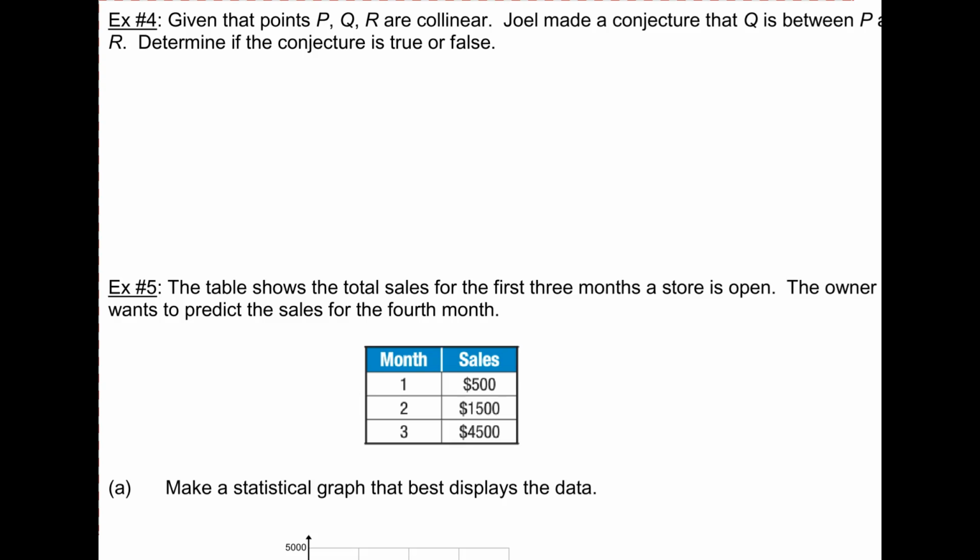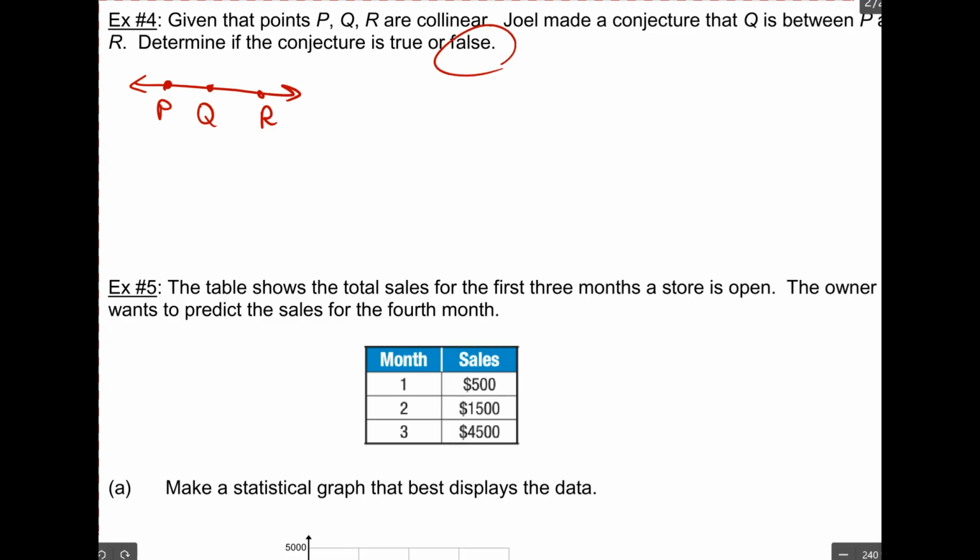Given the points P, Q, and R are collinear. Pause. What's collinear mean? Collinear means they're on the same line. So if I draw P, Q, R, they're all on the same line. See, I try to test you with vocab as we go. Joel made a conjecture, an educated guess, that Q is between P and R. Is that true or false?